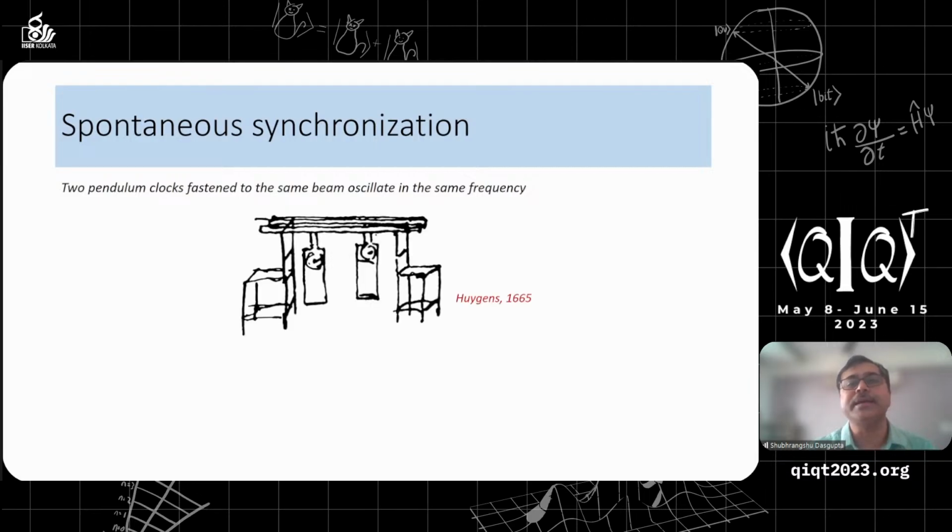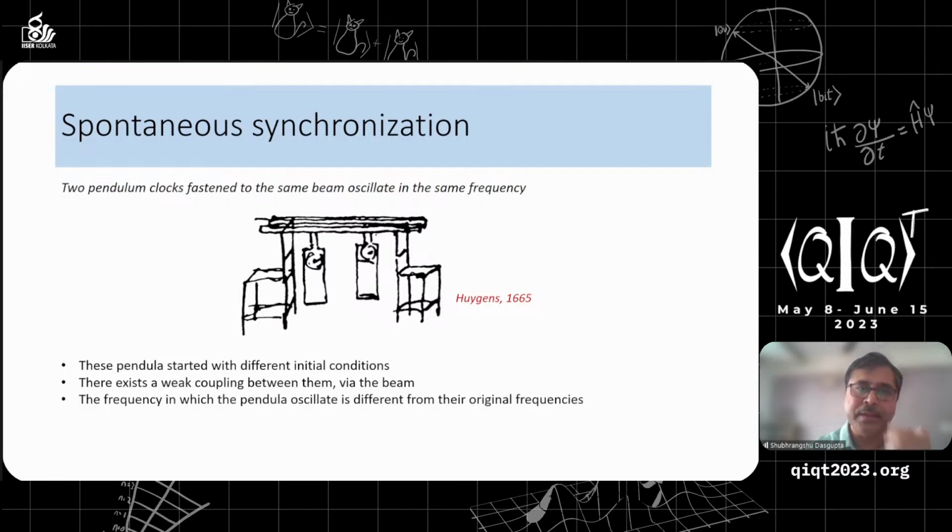So let us start with the classical concept of synchronization. It all started with Huygens' famous observation, where he found that if two pendulum clocks are fastened to a beam, I hope you can see the beam in this sketch, and generally the two pendulum clocks do not need to have the same frequency, then after some time, let us call it the asymptotic limit, they will start oscillating at the same frequency. And it is irrespective of their initial conditions. You can easily understand that these two clocks have some kind of weak coupling through the beam, because the beam vibrates, and that is why they exchange energy with each other. And the frequency at which these two pendula oscillate is different from their original frequencies.